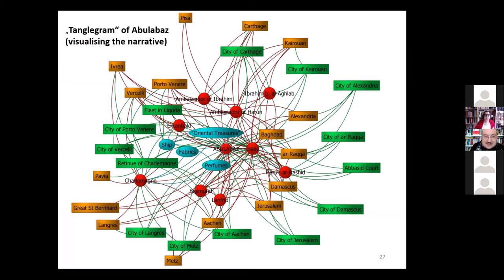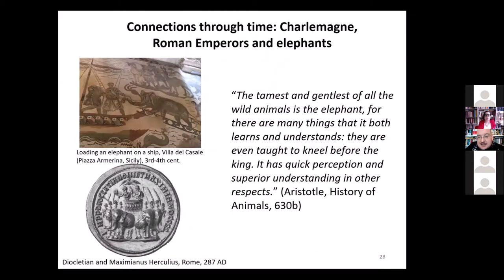So let's remain with this kind of visualization, just to visualize the narrative and the entanglements which are connected to Abul-Abbas. There's also another time dimension, because Charlemagne, we learn also from the sources, he wanted an elephant. And this was because he was aware that an elephant was an element of the presentation of the performance of a Roman emperor. So already in Aristotle's History of the Animals, we learn that the elephant is a special animal. They are even taught to kneel before the king.